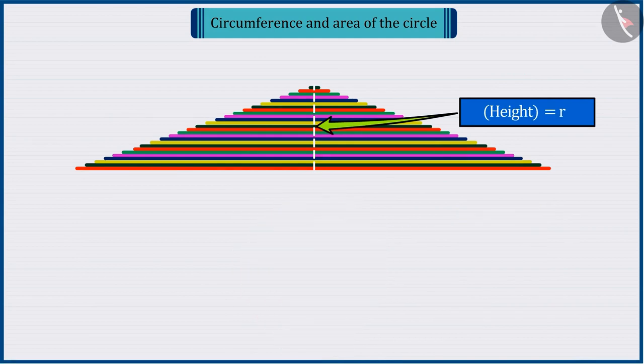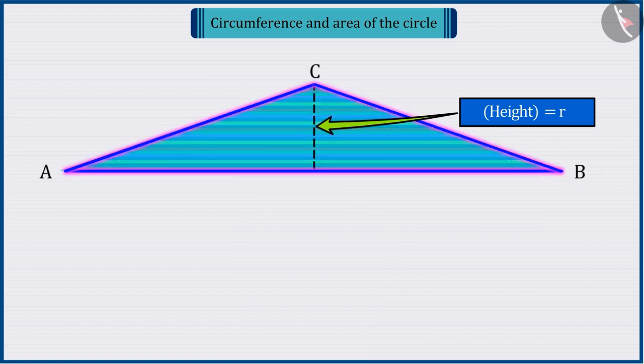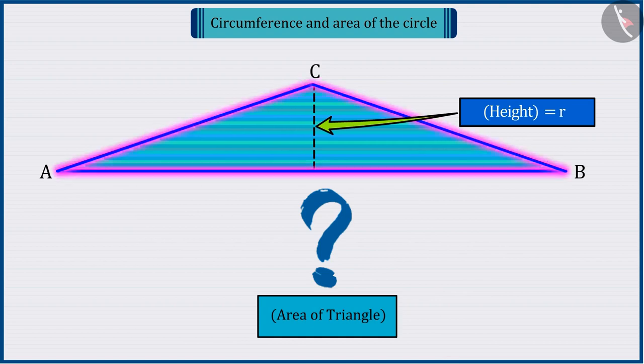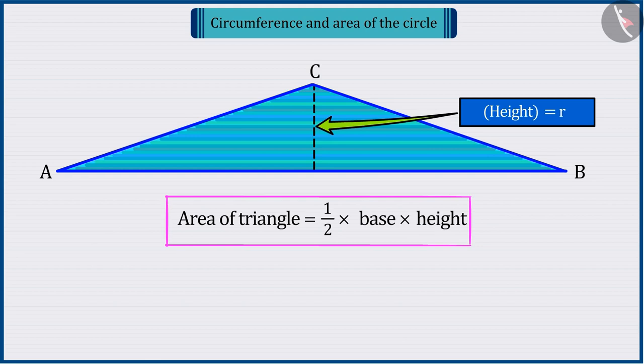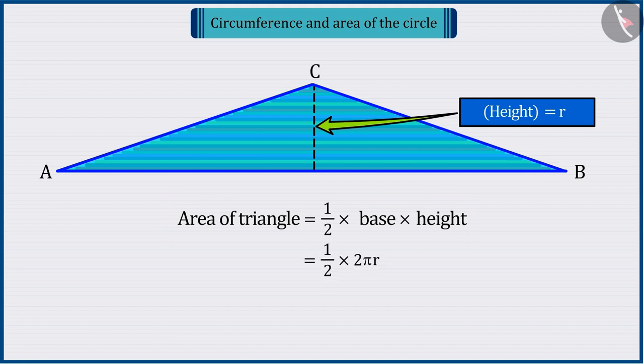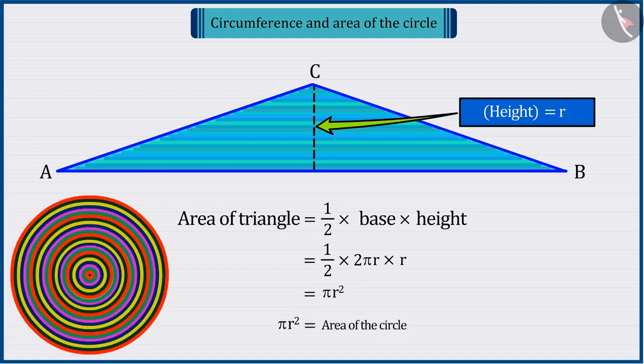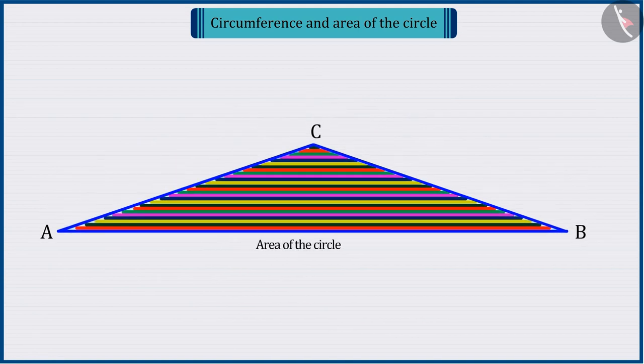Observing this shape carefully, we can say that this shape is a triangular one. So, can you tell how we can find the area of this triangular shape? Well done! Since we know that the area of a triangle is 1 upon 2 multiplied by the base multiplied by the height, therefore, in the area formula, on putting the value of base and height of this triangle and solving, we have the area of the triangle, pi r raised to the power 2, which will be equal to the area of the circle. So you must have understood how the area of the circle as pi r to the power 2 is determined.